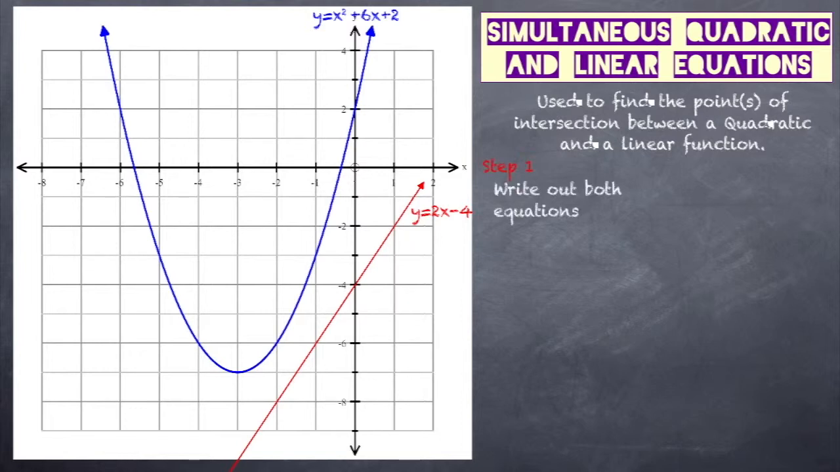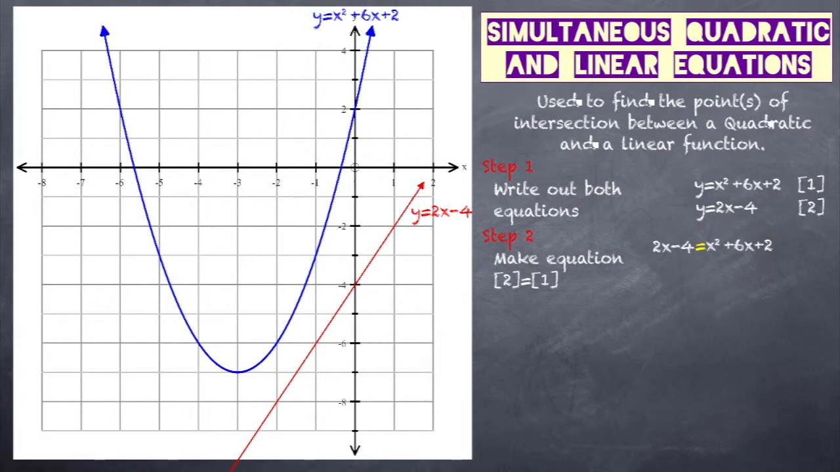So step 1 is to write out both equations, so I've done that by writing y equals x squared plus 6x plus 2 and labelling it number 1, and y equals 2x minus 4 and labelling this number 2. And just like before, for step 2, we make equation number 2 equal equation number 1. Now we can do this because we've got y on its own for both equations. That is, we can use the substitution method when applying simultaneous equations.